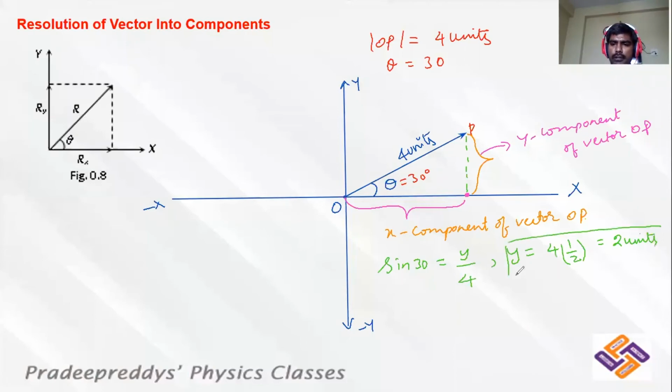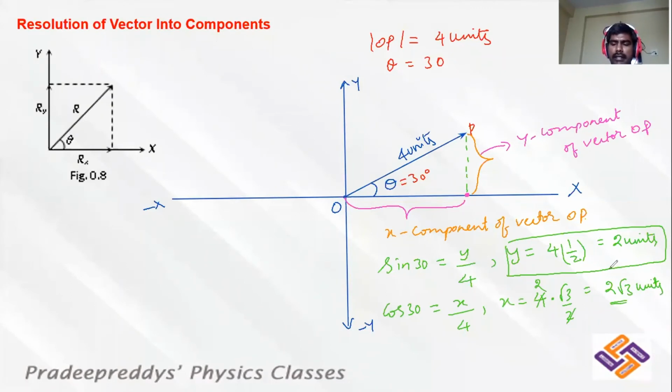So y is equal to 2 units. You have got the y component length, it is 2 units. Now I want to find the x component length. How do you write it? Cos 30 is equal to x divided by 4. From here, x is equal to 4 into cos 30, which is root 3 by 2. This is equal to 2 root 3 units. This is 2 root 3 units, right?